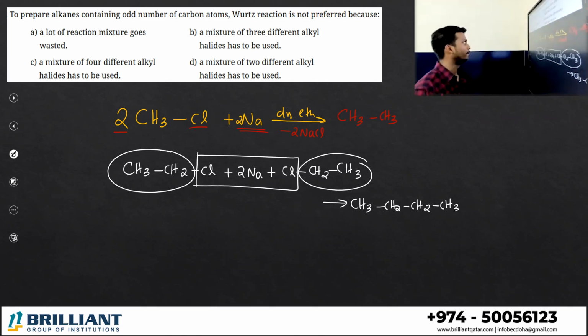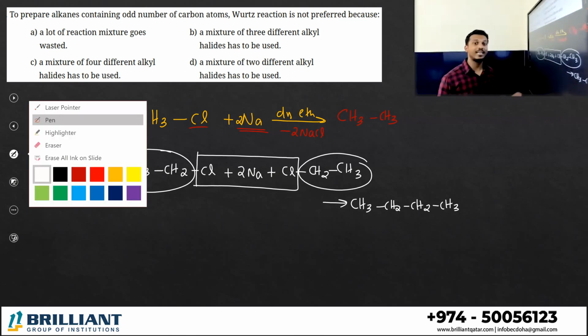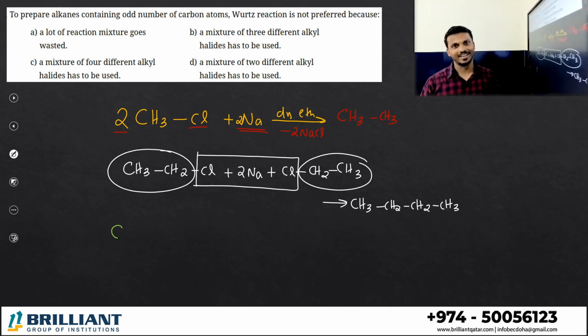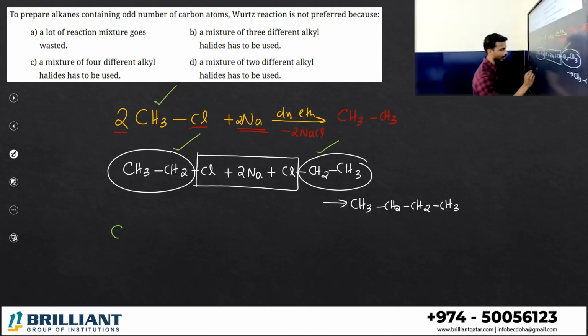Now come to the question once again. To prepare an alkane containing an odd number of carbon atoms, what do we have to do? You studied in 11th grade that this is a demerit of the Wurtz reaction. If you want an odd number of carbons in the product, you have to use two different haloalkanes. In these two cases we took the same haloalkane: methyl chloride with methyl chloride, ethyl chloride with ethyl chloride. Instead, use two different haloalkanes, for example methyl chloride with ethyl chloride.